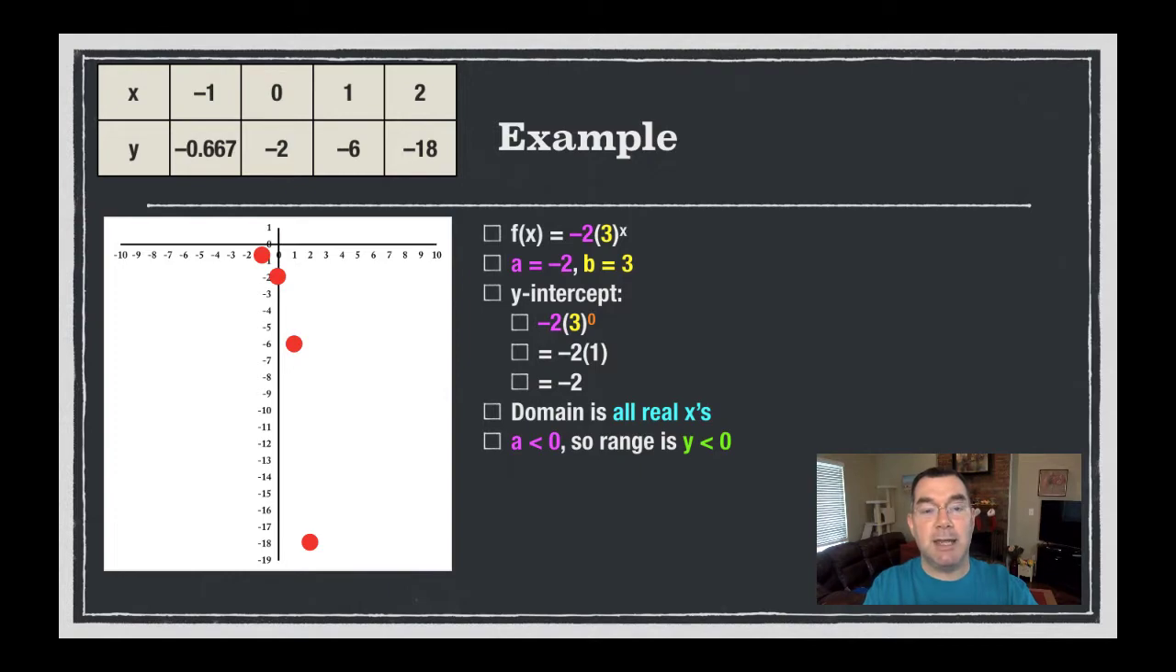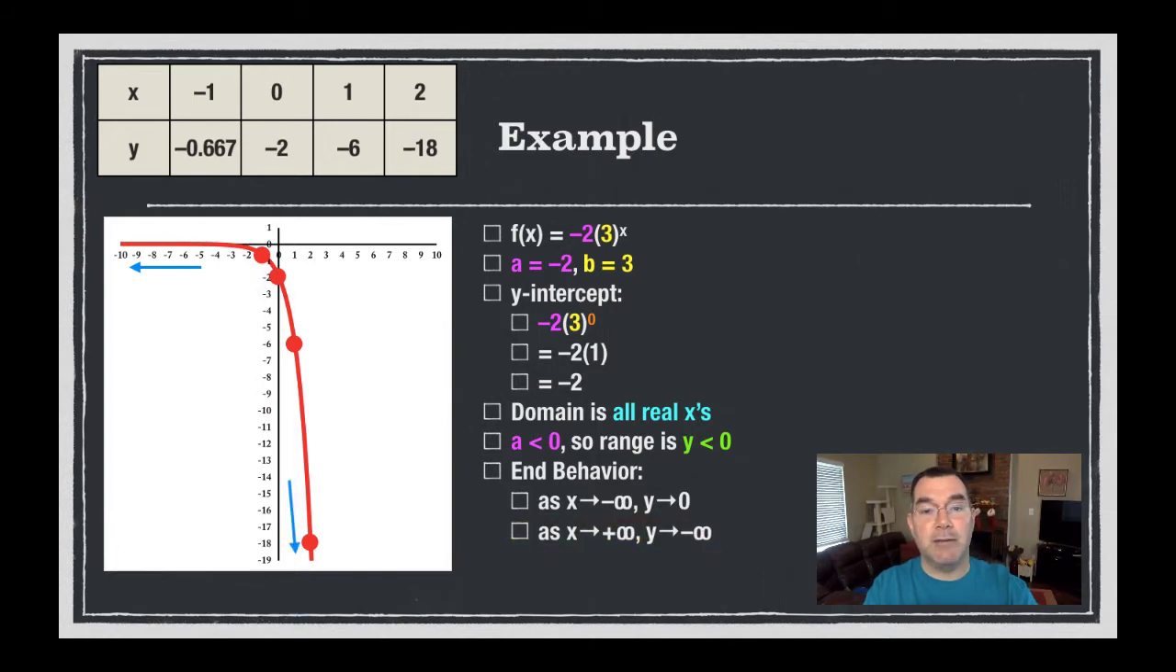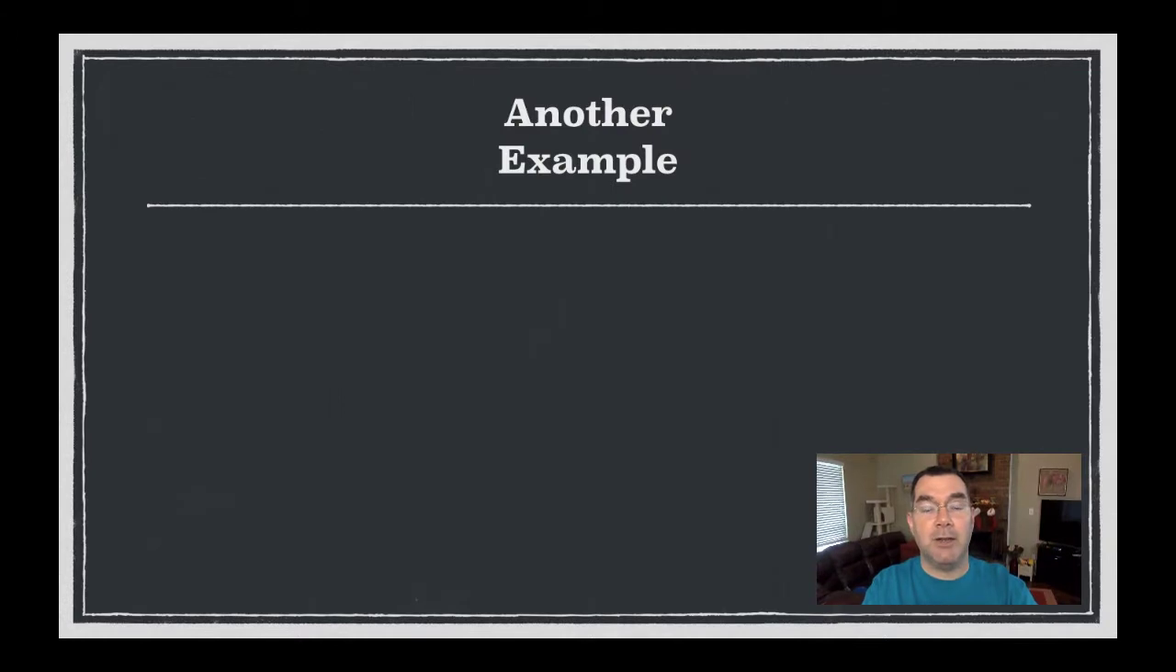And so you can see that if I join those points and keep the graph going, it's going to look something like this. All right? So the end behavior, you can see that as I go off to the left, as expected, the y values will approach a horizontal asymptote of 0, and as I go off to the right, the y values will approach negative infinity. All right, another example.